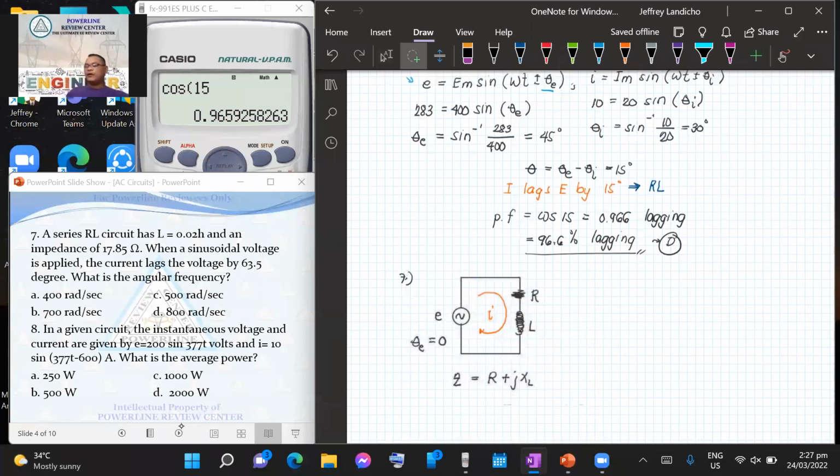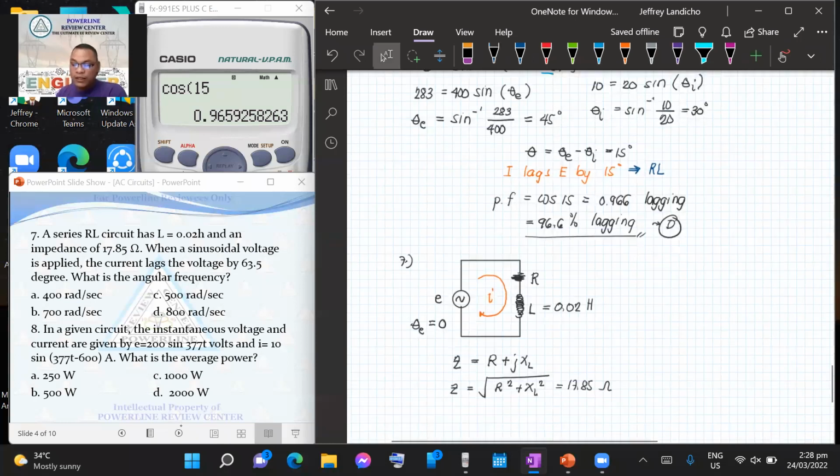So let us consider now we have the RL circuit and we have the inductance of our coil. It is equivalent to 0.02 Henry, pero wala tayong resistance. So you have the magnitude of the impedance. Pag kinuha natin yung magnitude of the impedance, Z, using our impedance triangle, so by Pythagorean theorem, that is simply equal to R squared plus what? X of L squared, which is based on the problem that is 17.85 ohms.